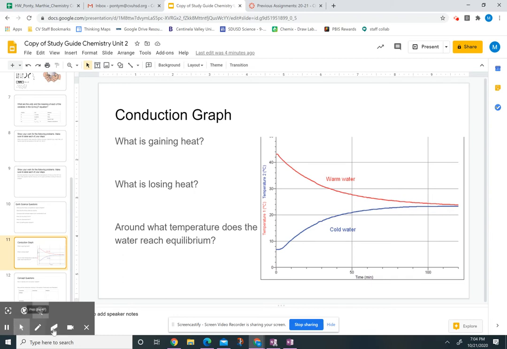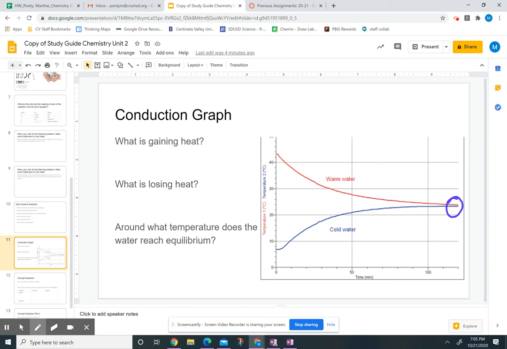So this is very similar to what you guys did on Gizmo. If you have not done the conduction Gizmo, I highly recommend you going through this because you will have to analyze a graph like this on the test. What we see here is that we have our warm water and our cold water, and then over time you will see that these two pieces meet and they are going to eventually be the same temperature.